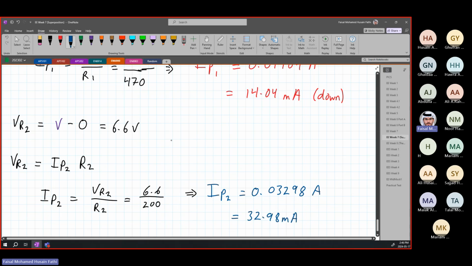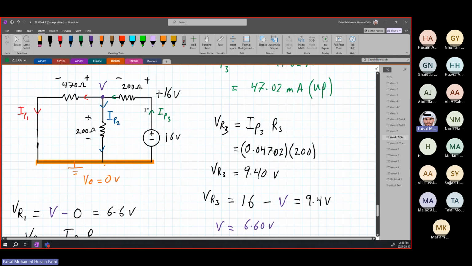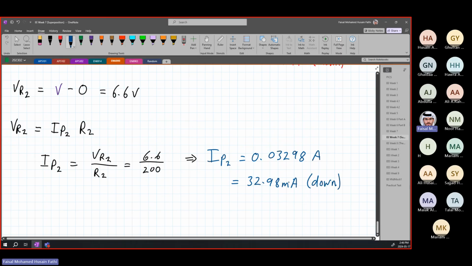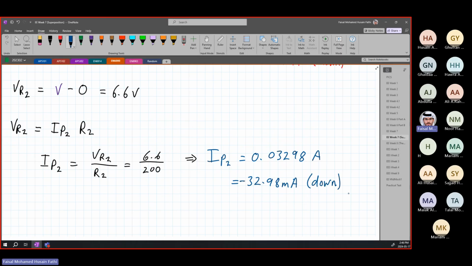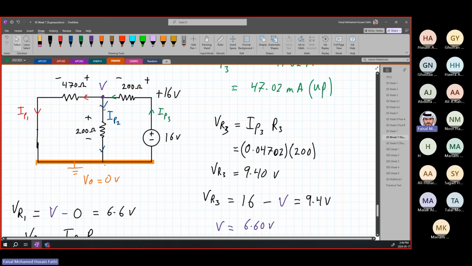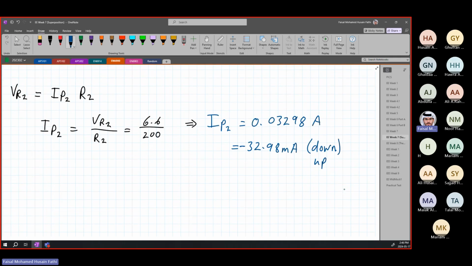Again, since we got a positive value, the assumed direction is correct, and IP2 is assumed downwards, therefore it is down. If, for example, we got a negative value here, we know that our assumed direction is incorrect, so we have to reverse the direction, and we would write up instead of down here. This is if we got a negative value. So we will remove the negative and we'll write up instead of down. This is the idea. However, in this case, all of them come out positive, so the assumed direction is correct.